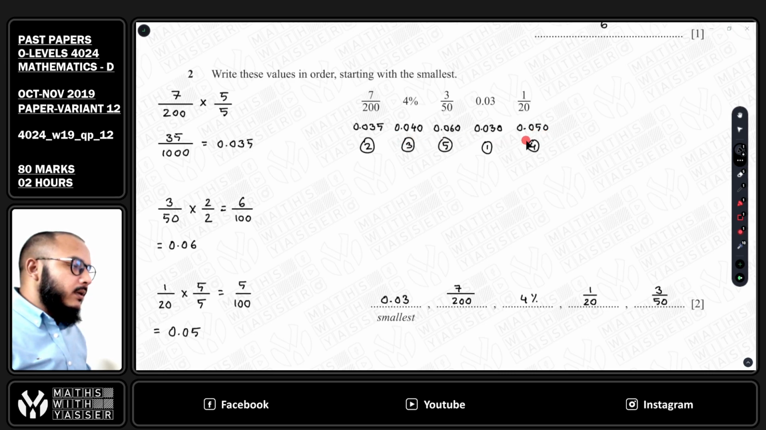Now I can clearly see the difference between these numbers, which one is the smallest and which one is the largest. So this one is the least one, and this is the highest one. So first I need to write 0.03, and I must make sure that I'm writing the values which have been provided in the question. So this will be 0.03, then I'll have 7 over 200, then I'll have 4%, and then I'll have 1 over 20, and then I will have 3 over 50.